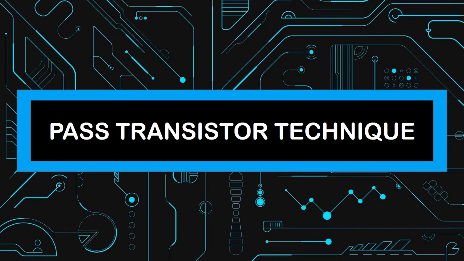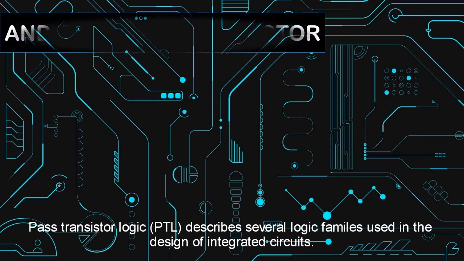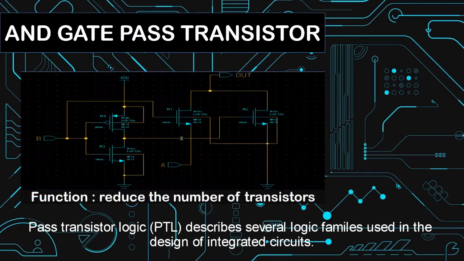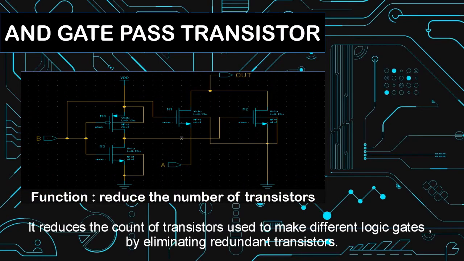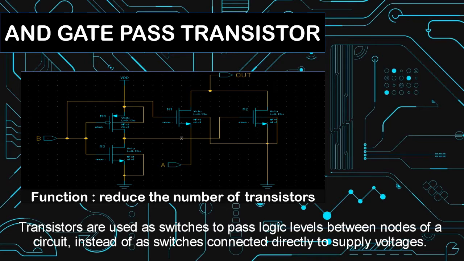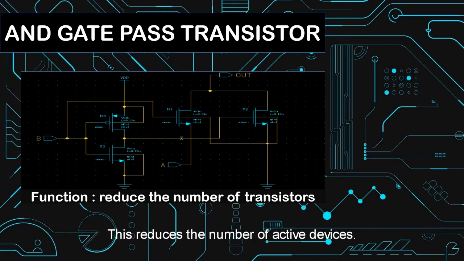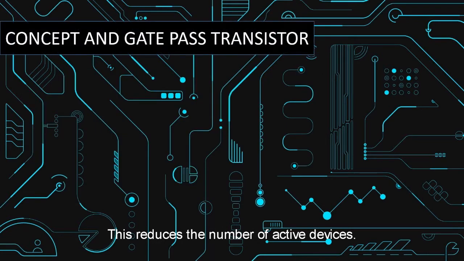Pass transistor technique. Pass transistor logic, or PTL, describes several logic families used in the design of integrated circuit. It reduces the count of transistors used to make different logic gates by eliminating redundant transistors. Transistors are used as switches to pass a logic level between nodes of a circuit, instead of a switch connected directly to supply voltage. This reduces the number of active devices.